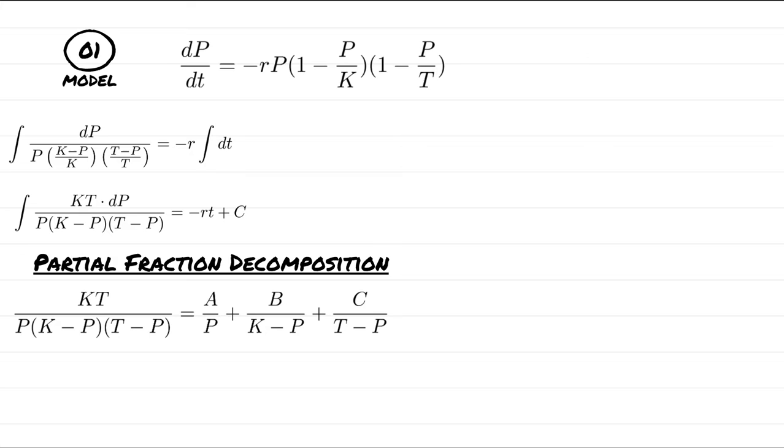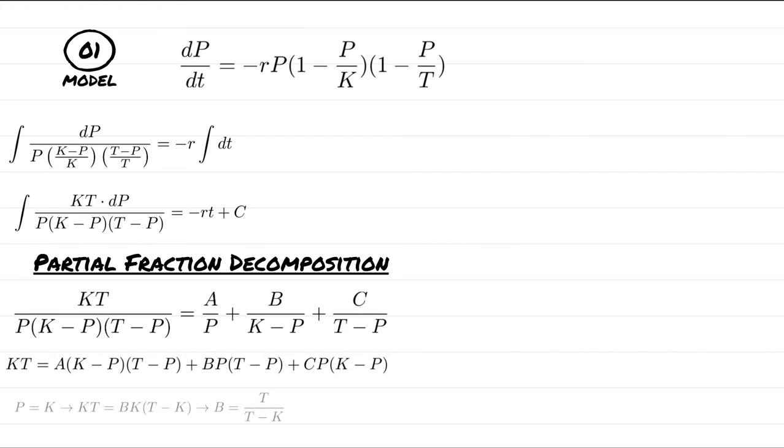kt over p times k minus p times t minus p is equal to a over p plus b over k minus p plus c over t minus p. I'll multiply by that denominator on both sides to get that kt is equal to a times k minus p times t minus p plus bp times t minus p plus cp times k minus p. And then I'll choose a convenient value for p so that I can simplify a little bit.